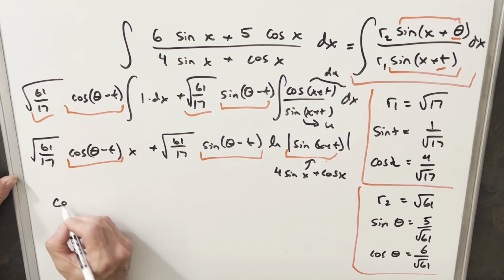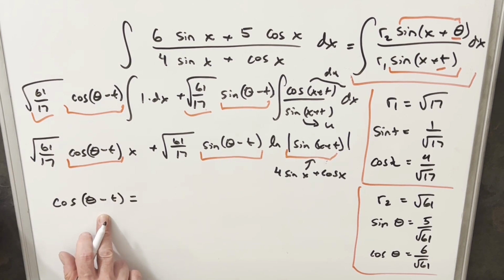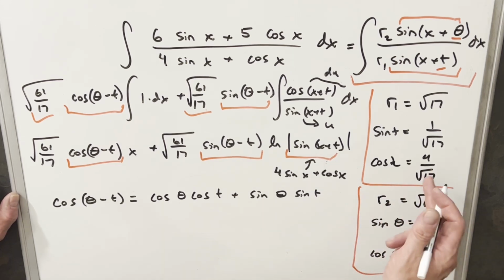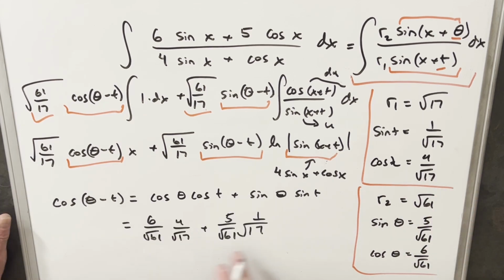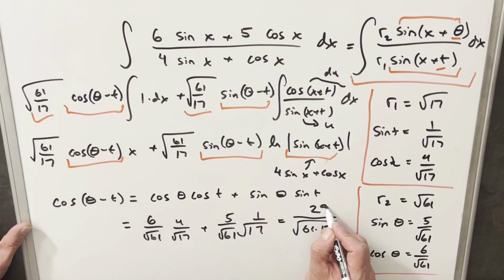Okay, now I'm going to look at cosine theta minus t. What we'll do is use the angle difference formula here. But then when you do that, you'll notice we have every value we need over here. We already got these over here on the right. Let's plug in all these values from the right and see what we have. And then from here, now that we have all these values, we just need to multiply it out and add. We can see the denominator is going to be square root of 61 times 17. I'm not going to simplify it right now. And then here we have 24 plus 5, 29.